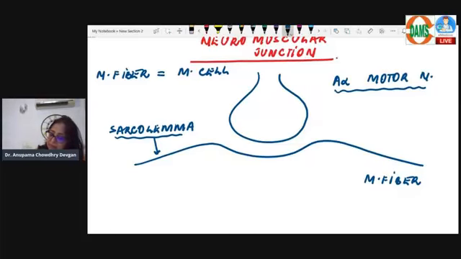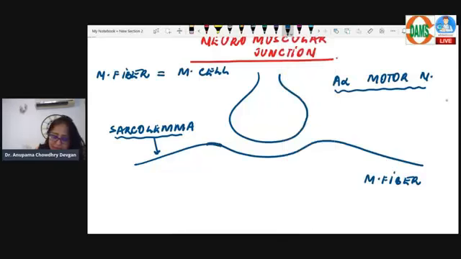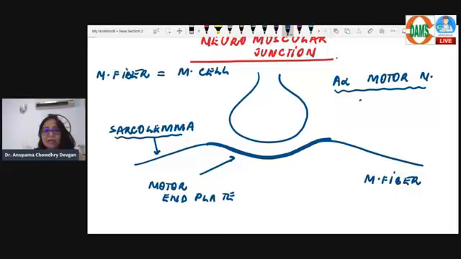The part of the sarcolemma which forms a junction with the A alpha motor neuron is thickened to form what is known as the motor end plate. The part of the muscle fiber which forms a junction with the A alpha motor neuron is thickened to form the motor end plate.